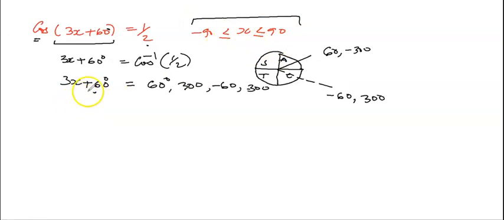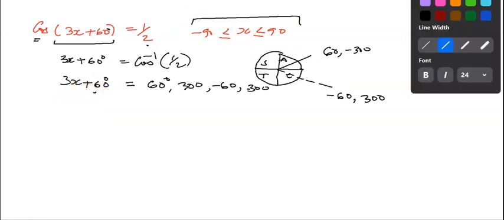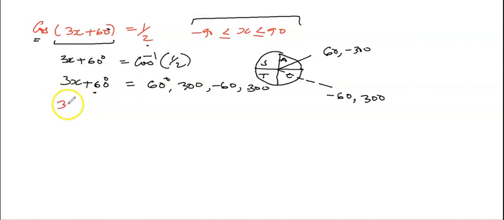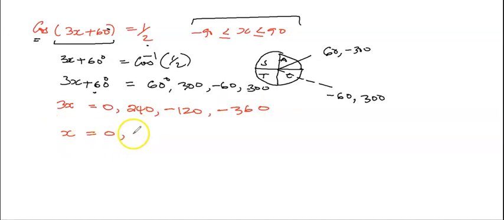Let us first get the values and see what we're going to come up with as our answer. So 3x plus 60 equals these values, and you subtract 60 on both sides. So I have 0 when I subtract 60, and I have here 240, and then I subtract 60 here. I have minus 120, subtract 60 here. I have minus 360. Then I divide by 3, so my x here is equal to 0. I have 80 over here. I have negative 40 and negative 180, you see.